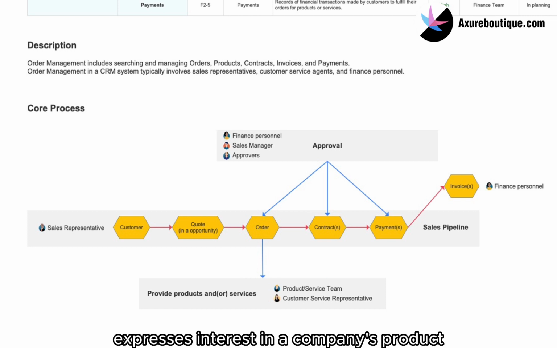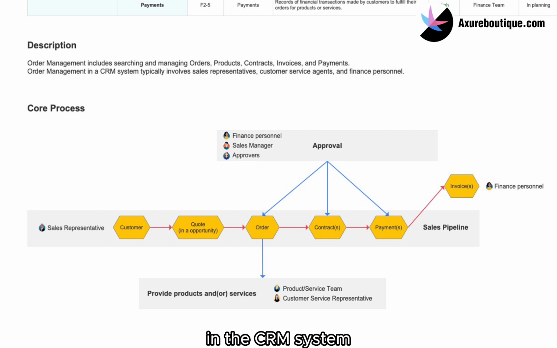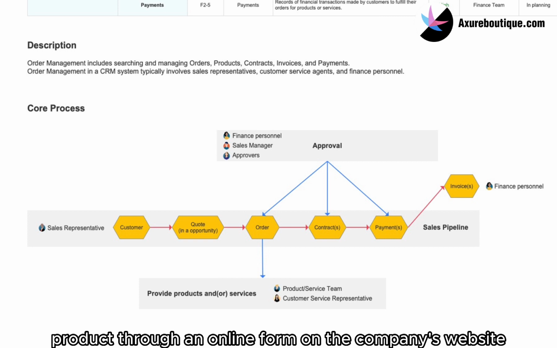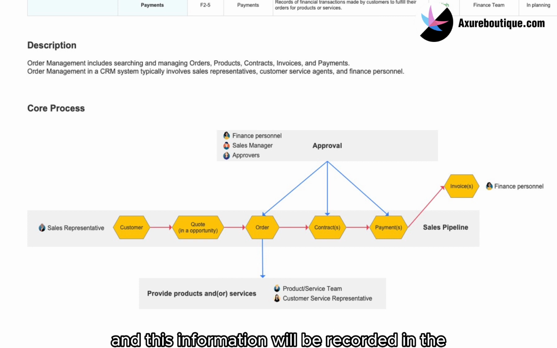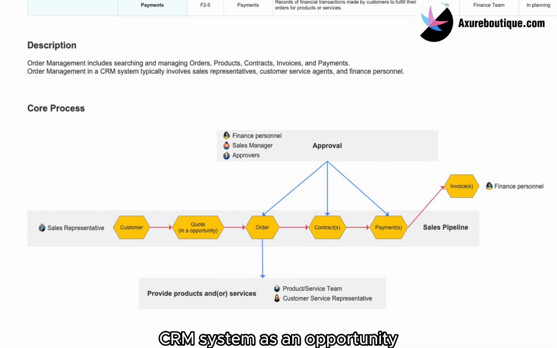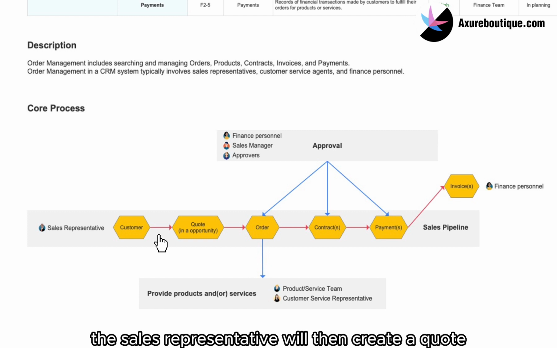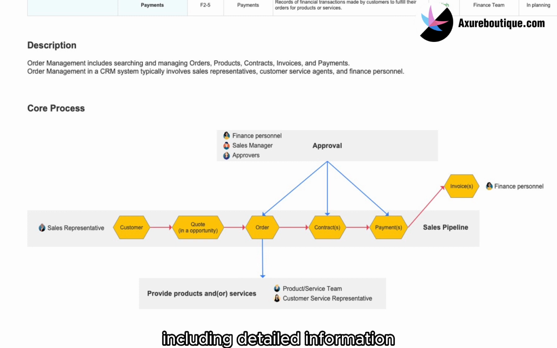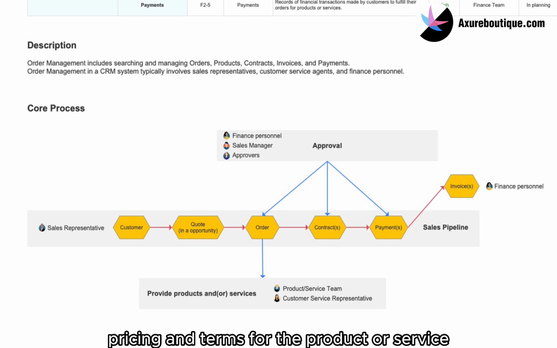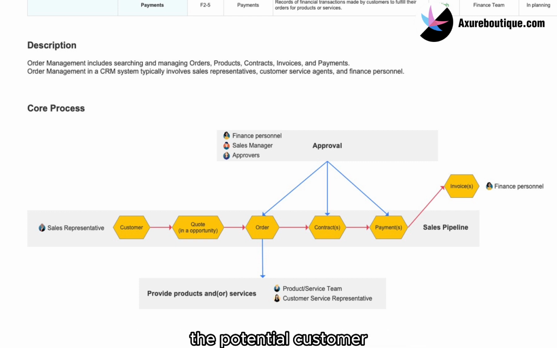After placing an order or signing a contract, the business will provide products and services to the customer. When a customer expresses interest in a company's product, a sales representative will create an opportunity in the CRM system. For example, a customer may express interest in a product through an online form on the company's website, and this information will be recorded in the CRM system as an opportunity. The sales representative will then create a quote based on this opportunity, including detailed information, pricing, and terms for the product or service. Once the quote is generated, the sales representative will send it to the potential customer.